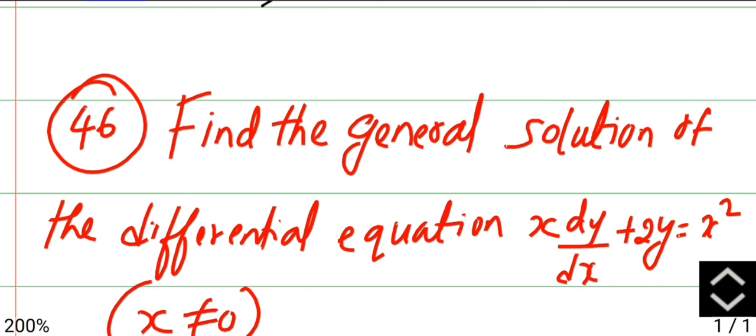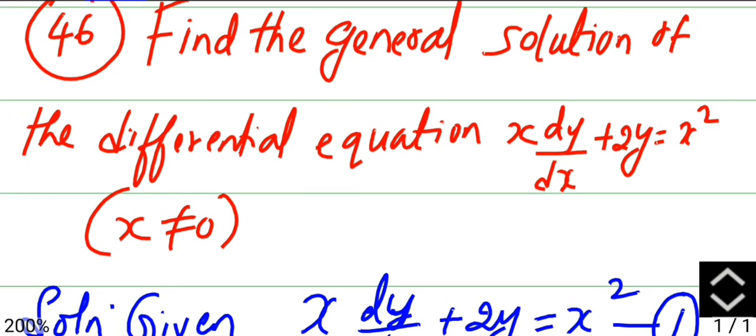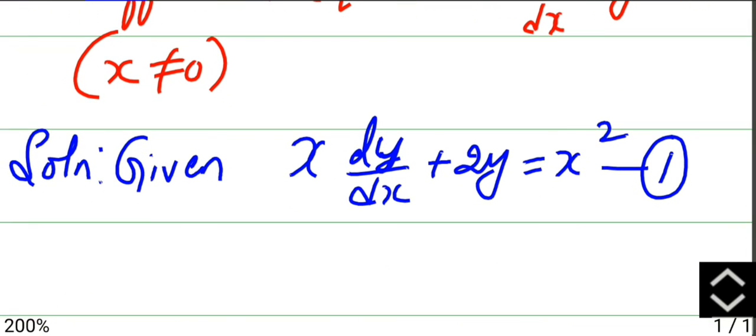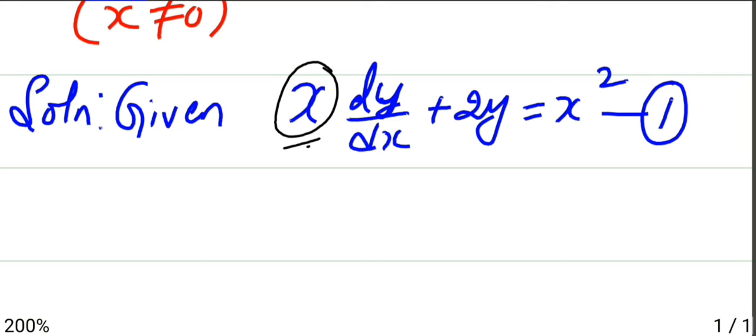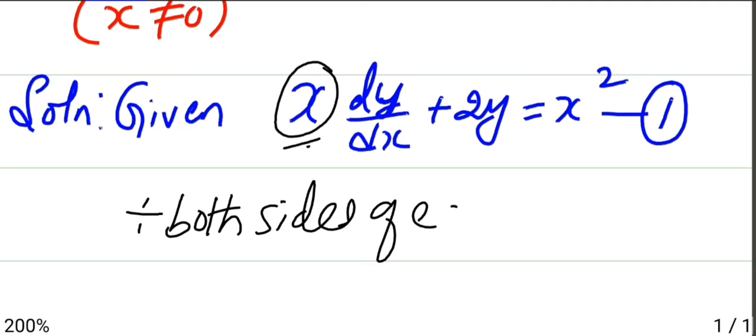Now moving on with the next one. Find the general solution of the differential equation x dy by dx plus 2y equals x square. Now how to find the general solution? To find the general solution, you have to take x dy by dx plus 2y equals x square. Call that equation 1. Now you should see that dy by dx should be independent of any variable. So divide both sides of equation 1 by x.